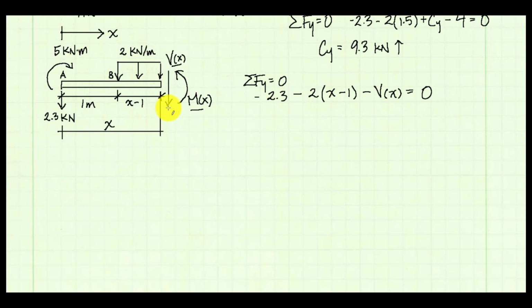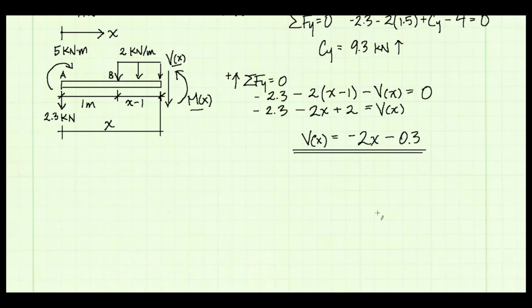And then minus our shear, V of x. We show it down because we're assuming up is positive for our equilibrium equation. We set it equal to 0. And now we just need to do a little algebra and solve for this equation in terms of shear.